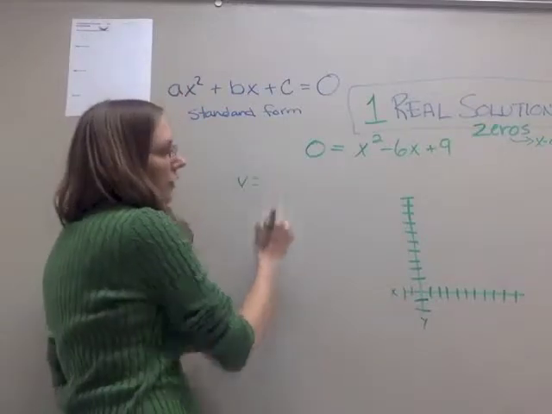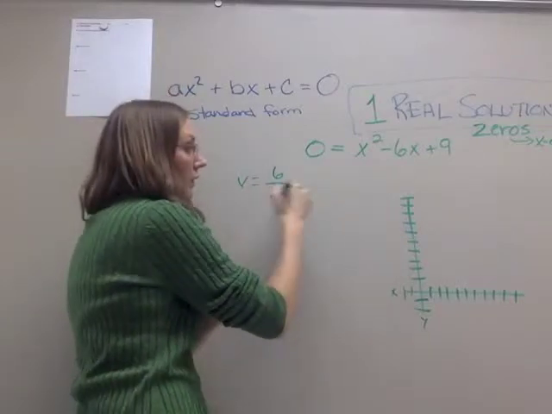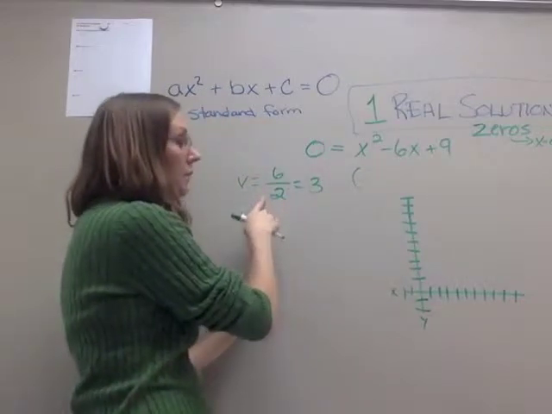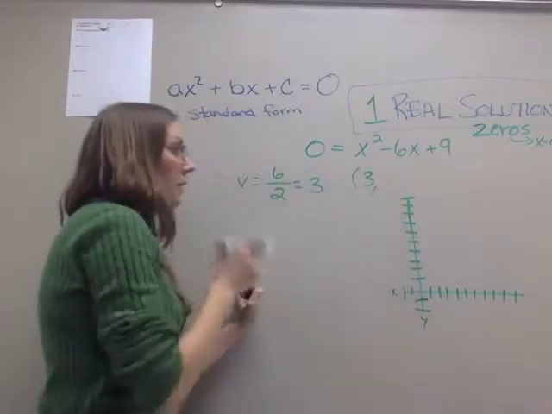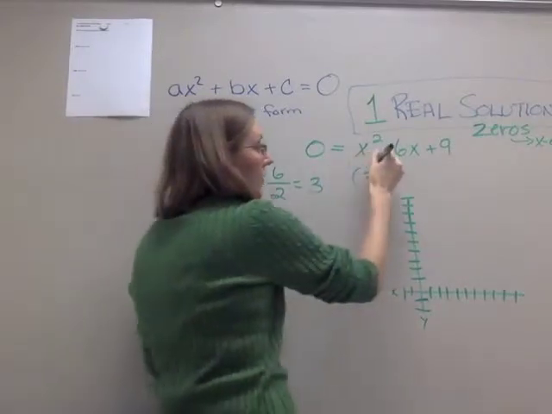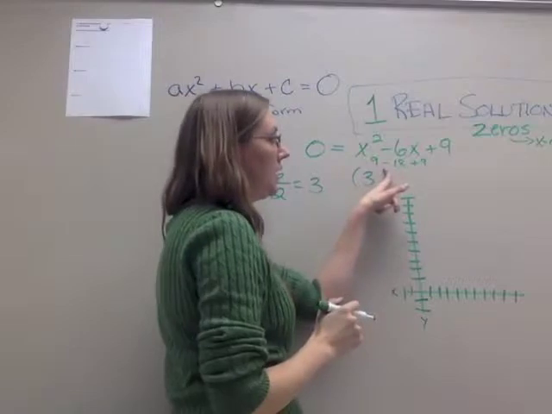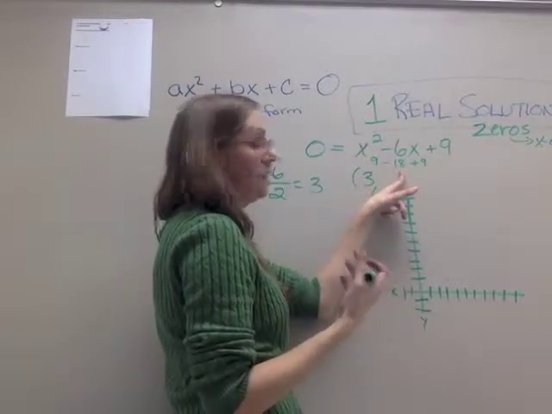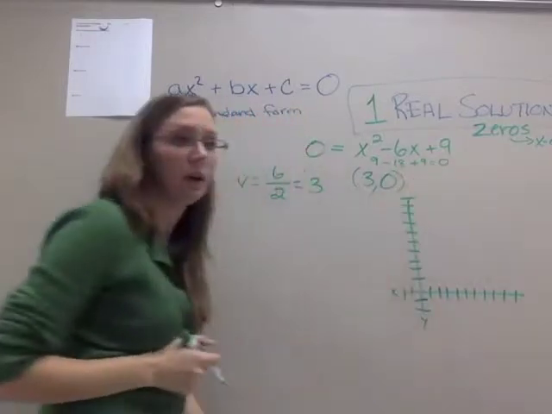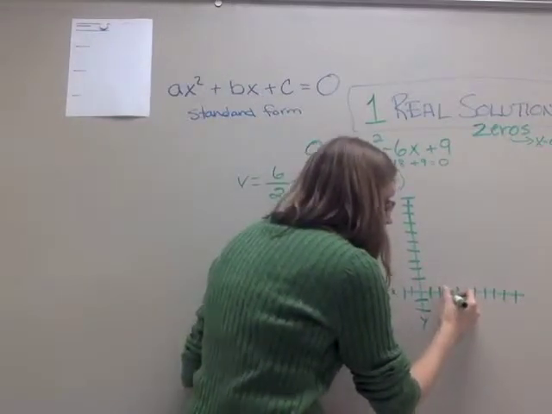Graphing it, we find our vertex first. Negative b, 6, over 2a, 2. 6 divided by 2 is 3. So that means that the x value of our vertex is going to be 3. Now we're going to plug that 3 into our equation. We'll have 9 minus 18 plus 9. So 9 minus 18 is negative 9. Plus 9 equals 0. So that means our y value here is going to be 0. So our vertex is going to be over 3, 1, 2, 3, up 0, right there.